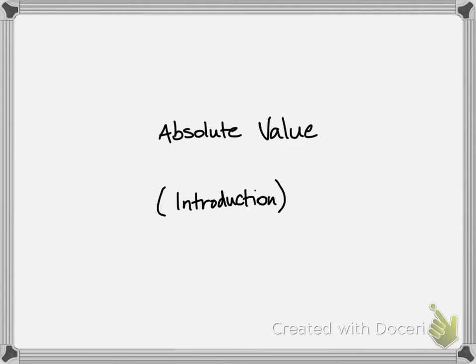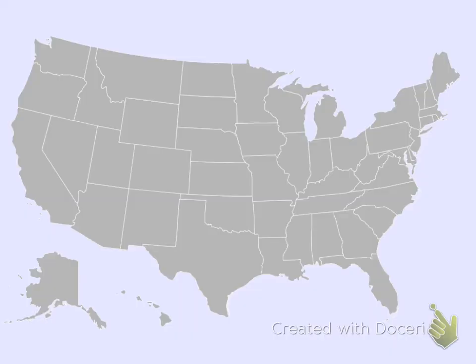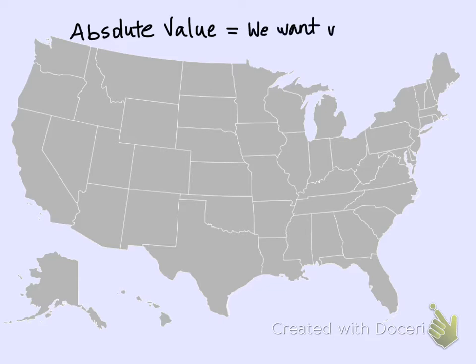So absolute value is basically when we care about the number but not its direction. So with this we want the number, we want the value, but we don't care about its direction. So we want the value only, actually.